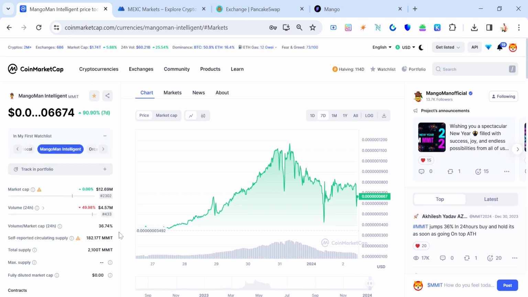And the thing with this is, it's basically a meme coin. If you want to explore a few meme coins in the crypto space, then maybe after doing your own research, you can put a small amount in any meme token just to get like 50x, 100x, 1000x if you are lucky. And then I will show you how you can buy this MangoMan Intelligent token.